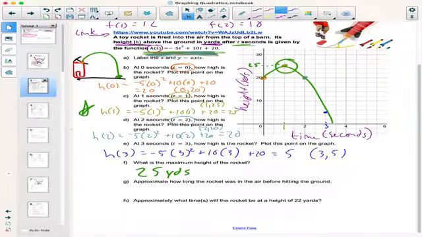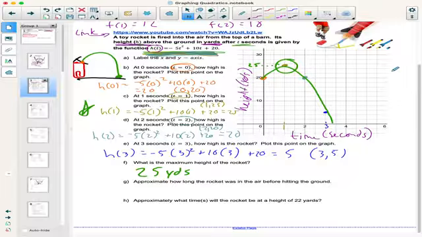Approximate how long the rocket was in the air before hitting the ground. Okay, so for this, it hits the ground right here. It's somewhere exactly there. That looks to be like, I don't know, 3.4 or something like that. Okay, 3.2 or 3.4, somewhere in that range, depending on exactly your drawing, right? But it's somewhere around there. Approximately 3.4 seconds.